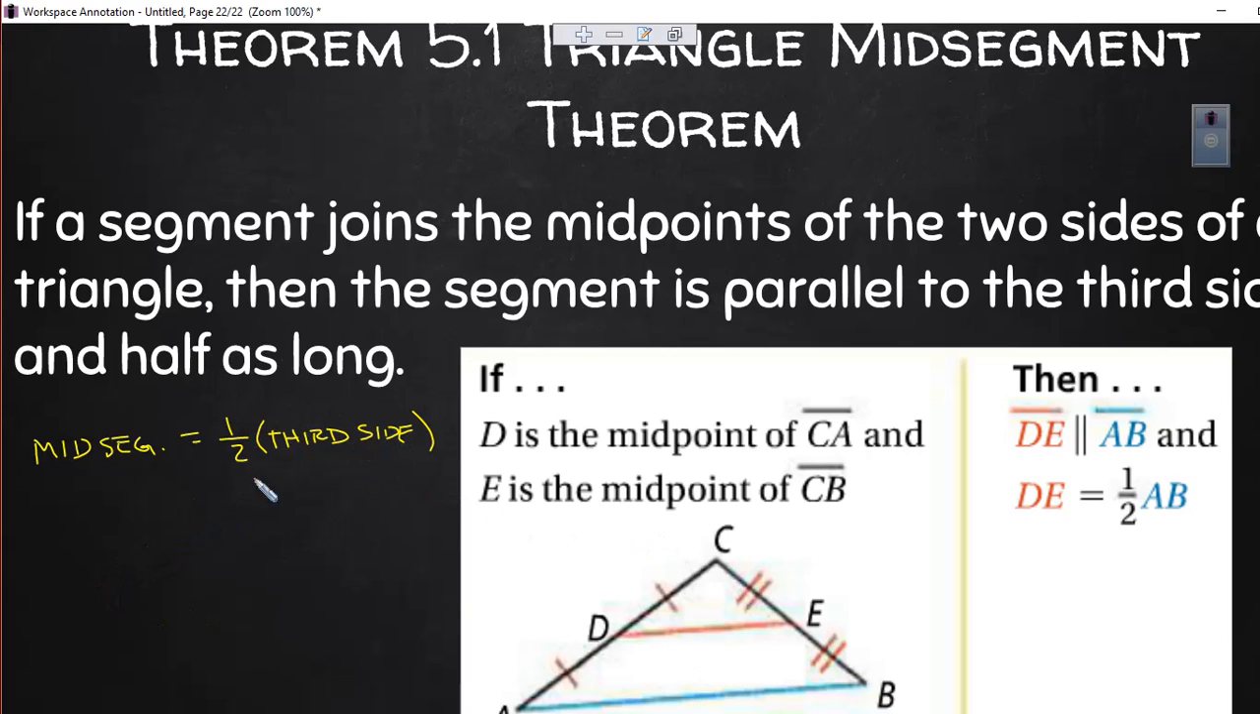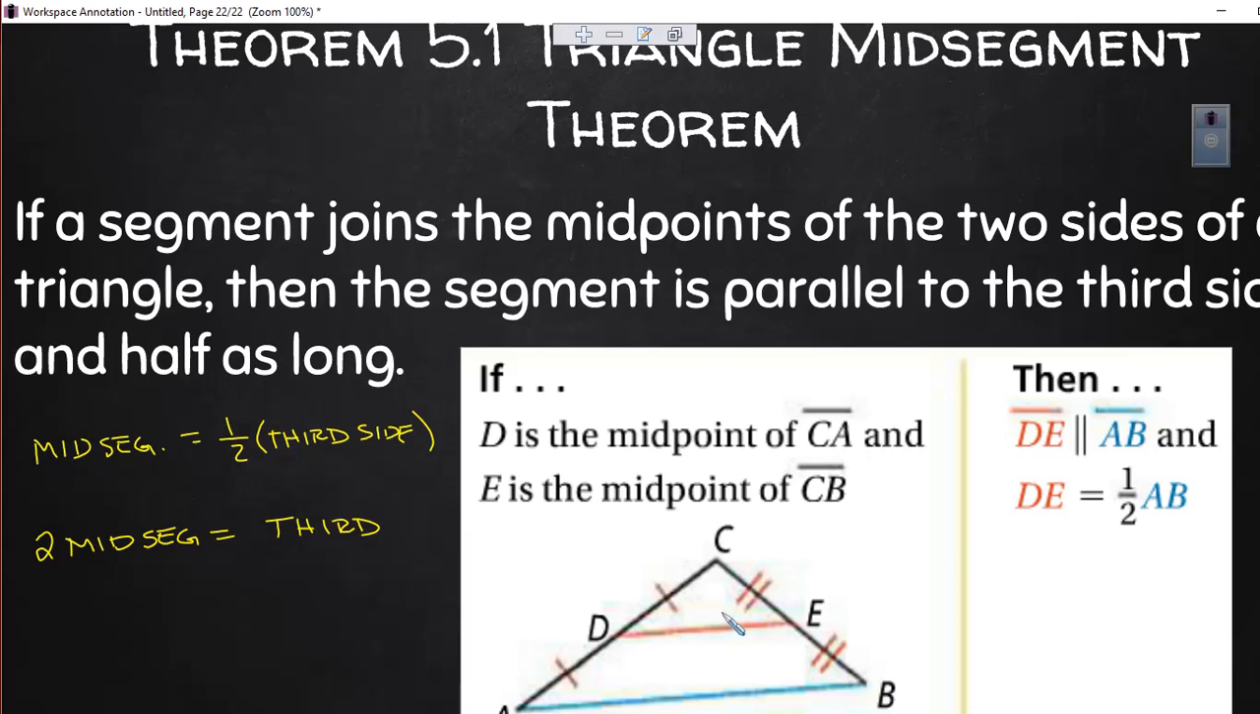Now, you can also think of it this way. If the midsegment is half of this, that means that the third side is twice as long as the midsegment. So it takes two midsegments to equal one third side. Both these ways will prove useful in setting up and solving our equations. So the midsegment equals half of the third side, and it takes two midsegments to equal one third side. So it takes two of these DEs to equal one AB.